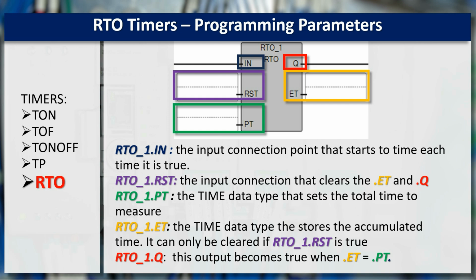RTO_1.pt is the time data type that sets the total time to be measured. RTO_1.et is the time data type that stores the accumulated time. It can only be cleared if the RTO_1.rst is true. RTO_1.q is the output that becomes true when the elapsed time equals the programmed time.